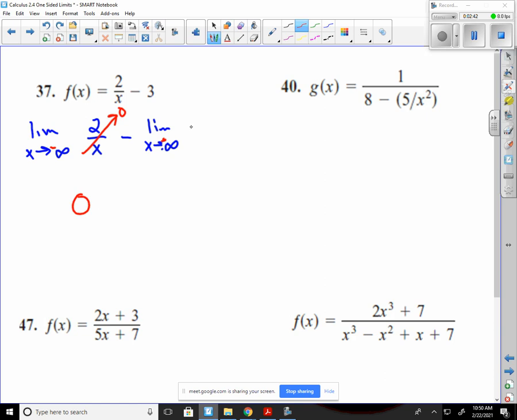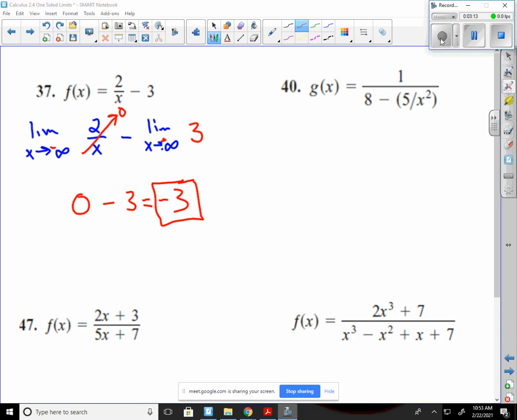So it becomes 0. The limit back here as x approaches negative infinity goes to 3. It's a constant function, so there is no x. There is nothing going to infinity, so it's just 3. It's still a minus, so this would be negative 3. So our answer for the limit as x approaches infinity is negative 3, and the answer for the limit as x approaches negative infinity is still negative 3.